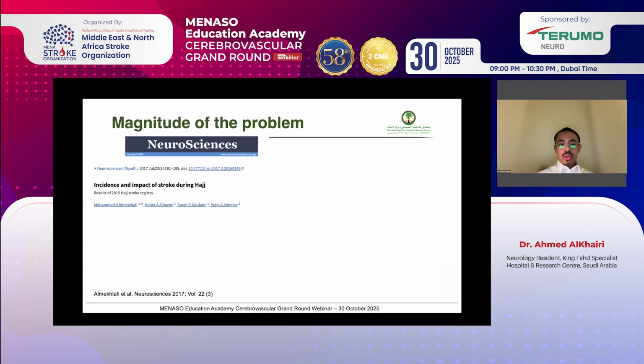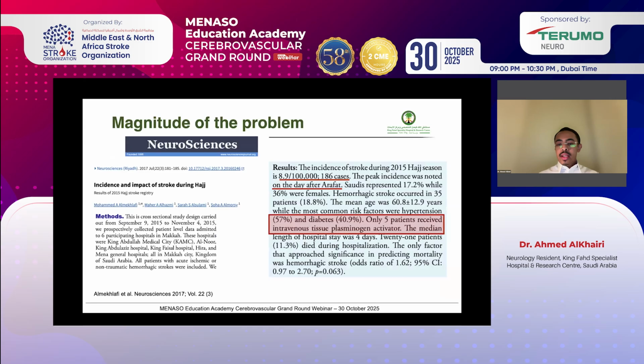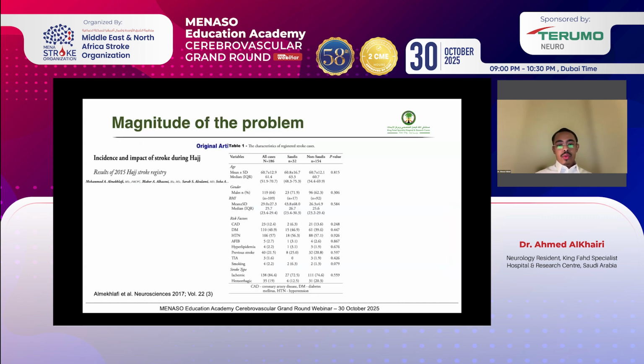To understand the magnitude of the problem, Dr. Mohammed Al-Mukhlafi in 2015 did a study using a prospective Hajj stroke registry across 6 hospitals in Mecca. They found that the incidence of stroke during the 2015 Hajj season was 8.9 per 100,000, and the peak incidence was noted on the day after Arafat. However, only 5 patients, which represents 2.7 percent of the population, received thrombolysis.